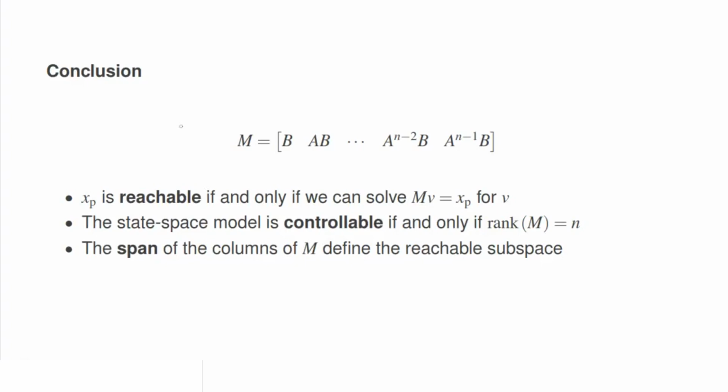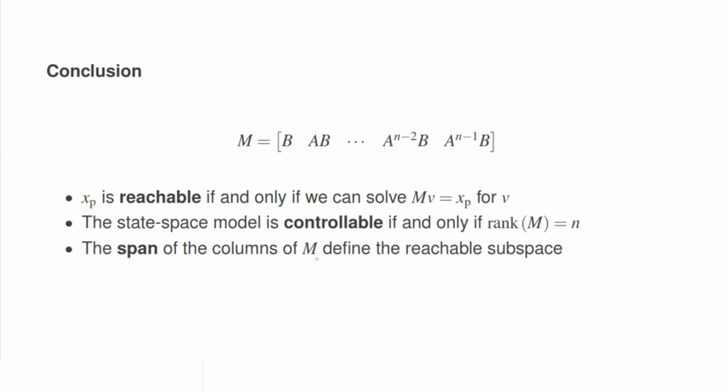In conclusion, today we learned about two main concepts, that of reachability and that of controllability. Reachability was a property of particular points in the state space of a state space model. A point was said to be reachable if we could construct a control input to drive the state from the origin to that point in finite time. In contrast, controllability was a property of the state space model itself. The model was said to be controllable if every single point in its state space was reachable.